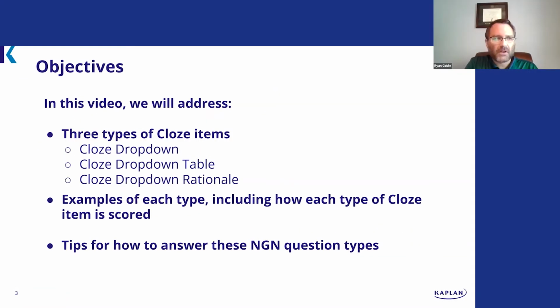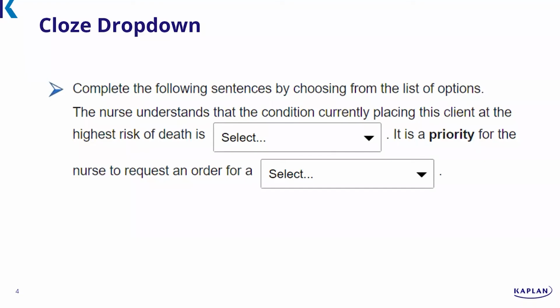The 3 types of cloze items that we will discuss are cloze dropdown, cloze dropdown table, and cloze dropdown rationale. I will also provide you with some tips and strategies to think about as you answer cloze questions. This is a cloze dropdown item. There is typically 1 to 5 sentences with 1 dropdown in each sentence.